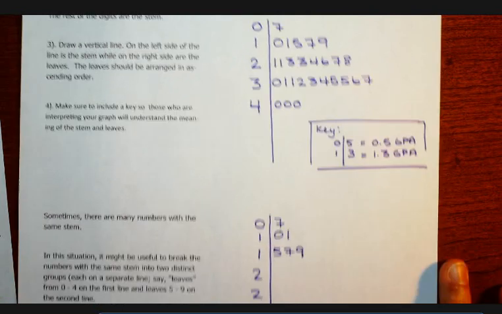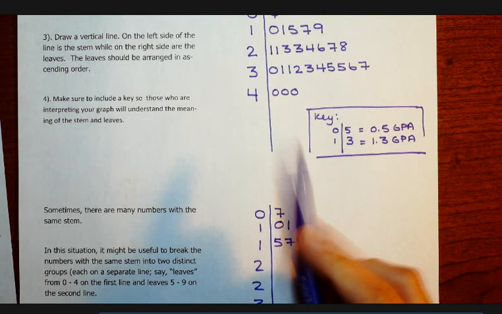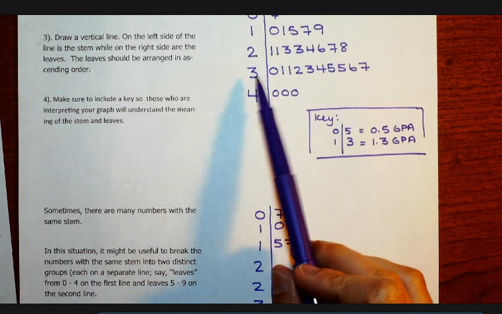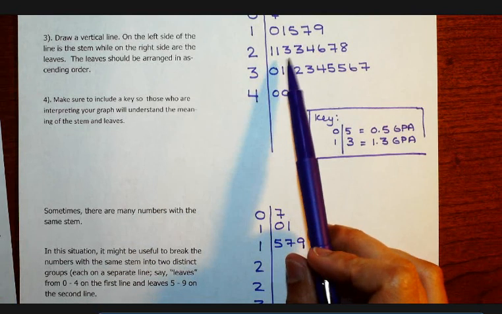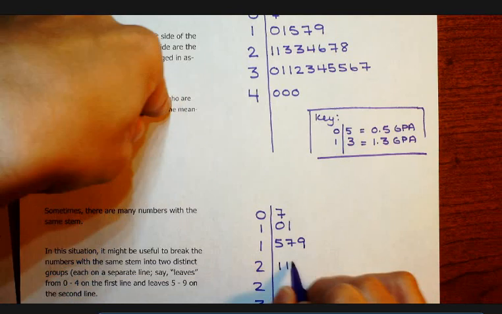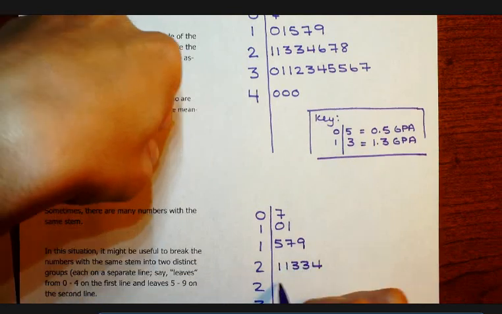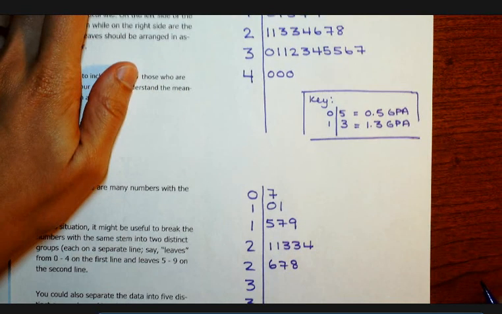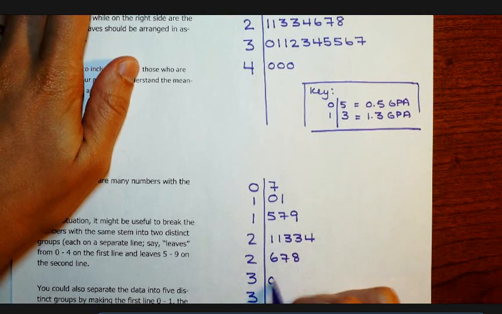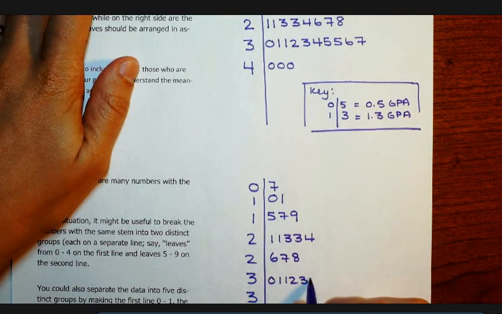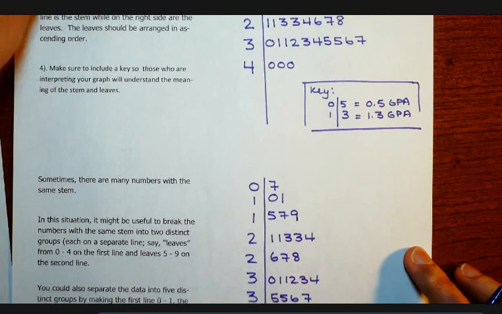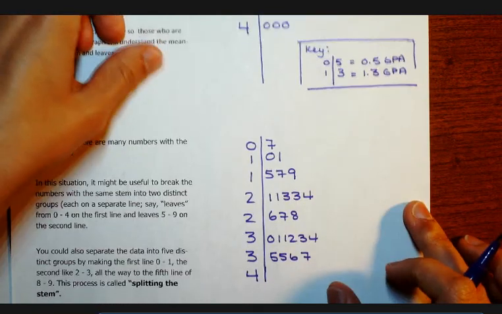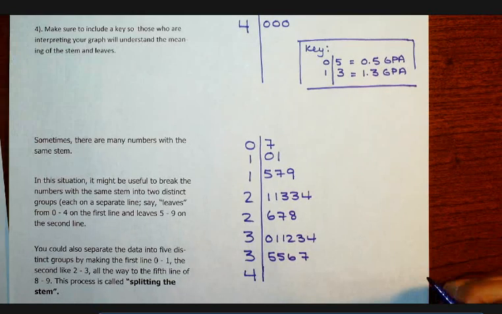Alright, so for 2, since the first group is going to be 0 to 4, I would have a 1, 1, a 3, 3, and a 4. Everything from 5 to 9 would have to go in the next group. Then moving on to the 3's, 3 would have 0, 1, 1, 2, 3, 4, and the rest would have to go in the next one. And then since 4 only has one possible value, I don't have to split the 4 up.